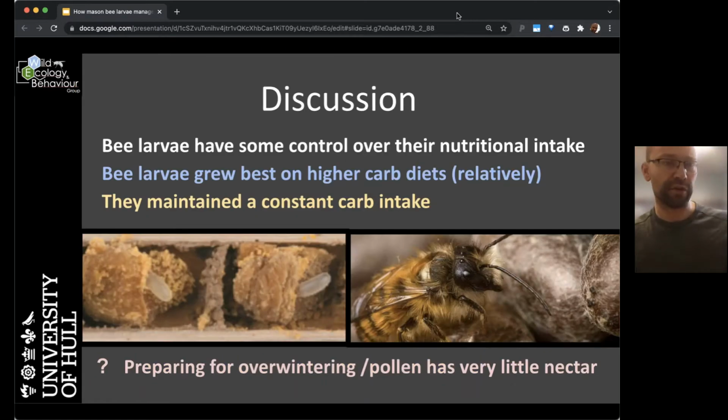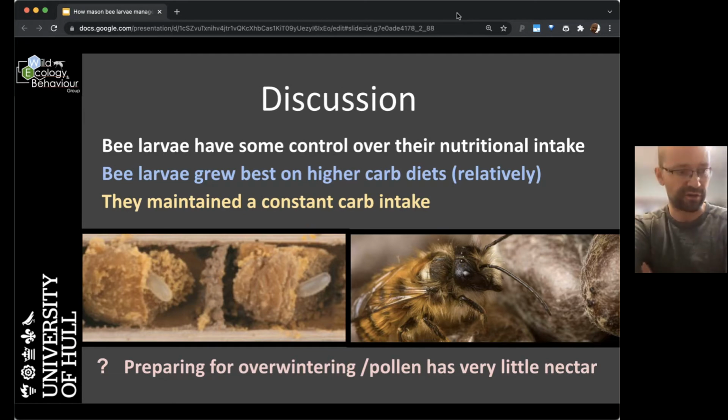So what we found was that the bee larvae do have some control over their nutritional intake. They grew best on the highest carbohydrate diets, and they maintained a tight control over their carbohydrate intake. We think this could be because they are paying attention to carbohydrate in preparation for the overwinter period. These bees have to survive in their cocoons over winter until they emerge in the spring, and they need to develop fat reserves to help them to do that.